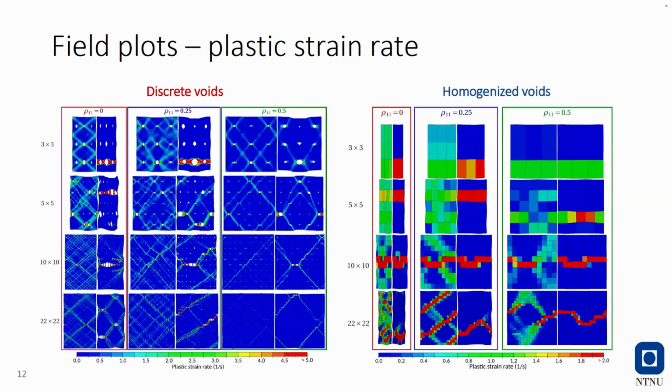This is just to show you the complexity of these localization bands when you have more voids, and also to show you that there is some similarity between simulations with discrete voids and homogenized voids. So they give similar types of localization patterns and bands, which is very important if they're going to give the same type of results, right? So you have these localization bands and they're well reflected by this homogenized void approach.